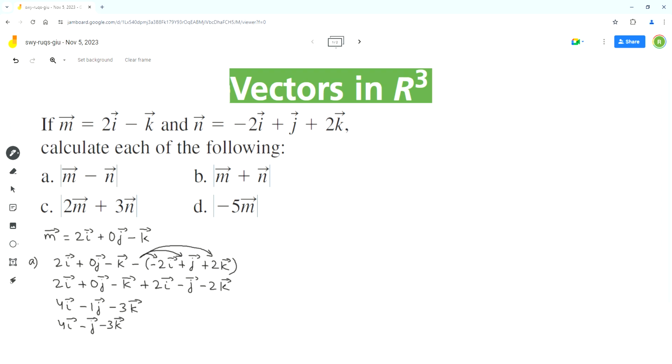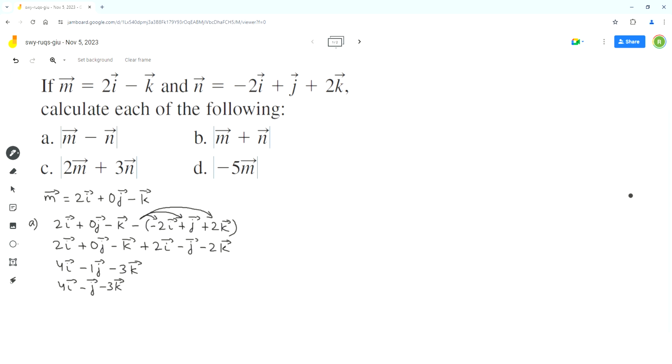And now we can find its magnitude. So for that, we'll square the coefficients of i, j and k, add the squares, and apply square root to the sum. Now we can square the terms. So negative 1 square is equal to 1 and negative 3 square is equal to positive 9. And when we add these numbers, we get 26. And square root of 26 is equal to almost 5.1. So this should be the final answer for part A.